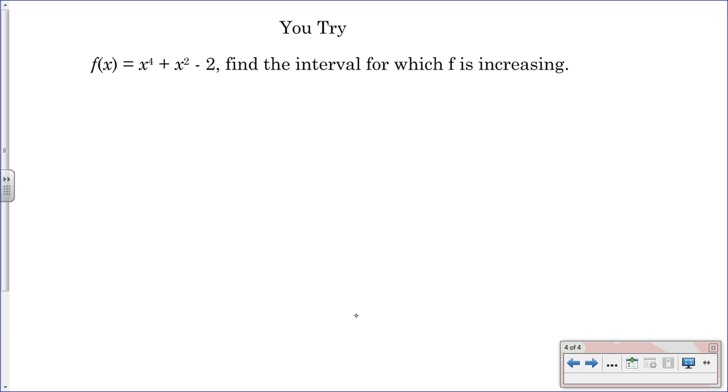So now I want you to try one. If f of x is x to the fourth plus x squared minus 2, find the interval for which f is increasing. So pause the video, take a few minutes, figure it out.